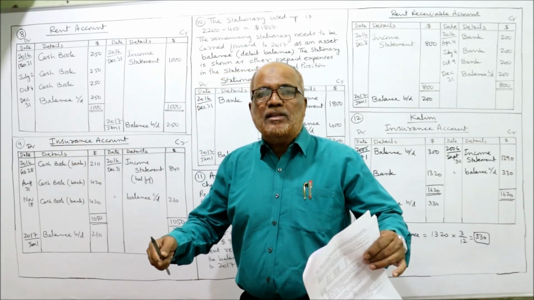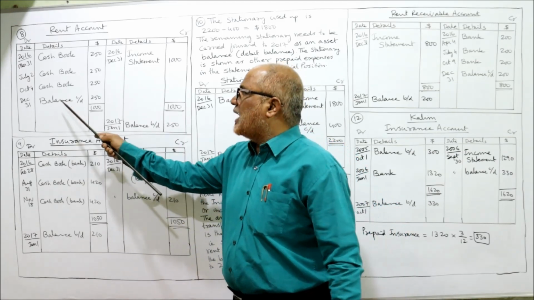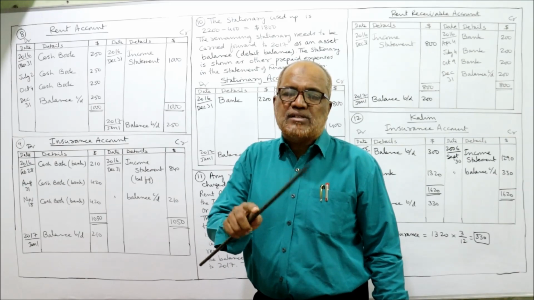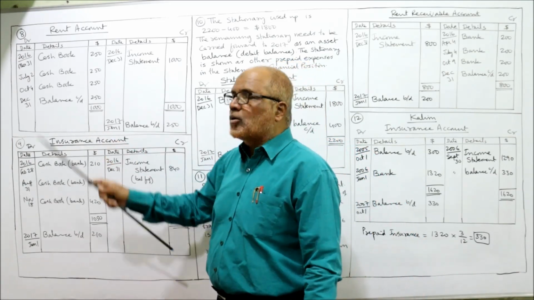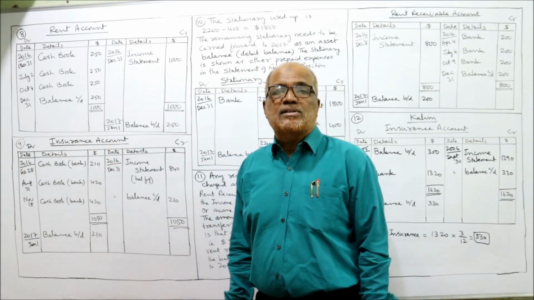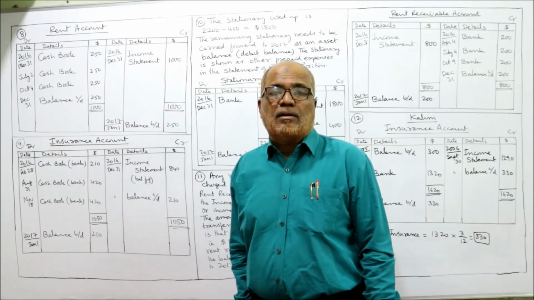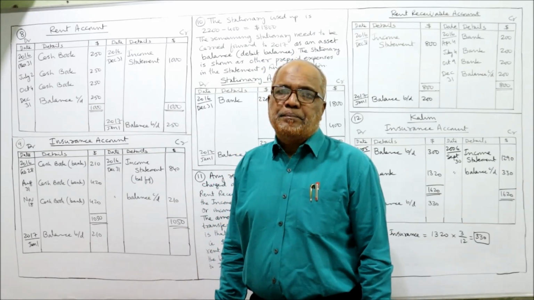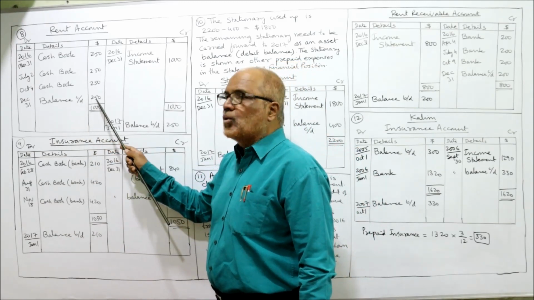If the rent is paid on the same date, 31st December, we would have written cash book. But it is not paid on 31st December. It is paid in the next year. We are closing the accounts on 31st December. That's why we'll take balance carried down $250.